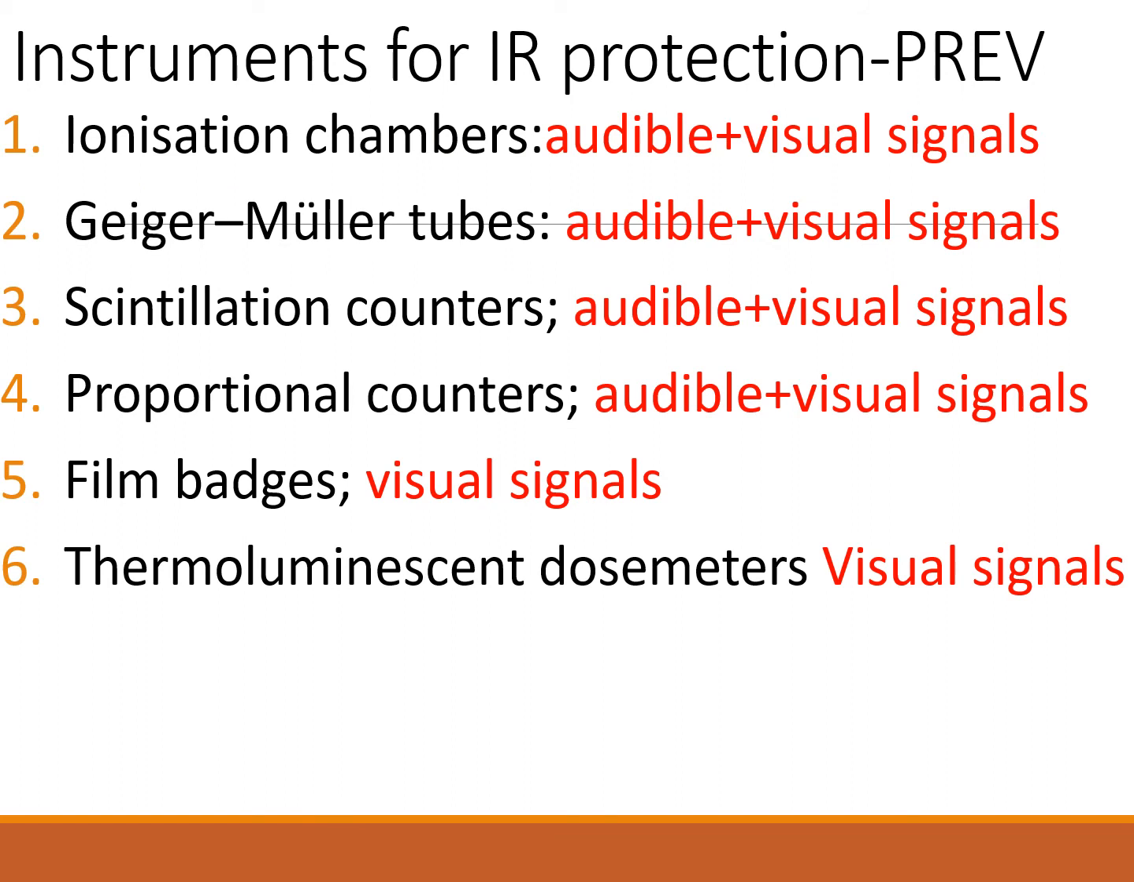Instruments for IR protection, discontinuous prevention. These are the instruments used for measuring radiation for each worker in a place where ionizing radiation is present: ionization chambers, Geiger-Müller tubes, scintillation counters, proportional counters, film badge, and thermoluminescent dosimeters. So 6 instruments: ionization chamber, Geiger-Müller, scintillation counters, proportional counters, film badge, and thermoluminescent dosimeters.